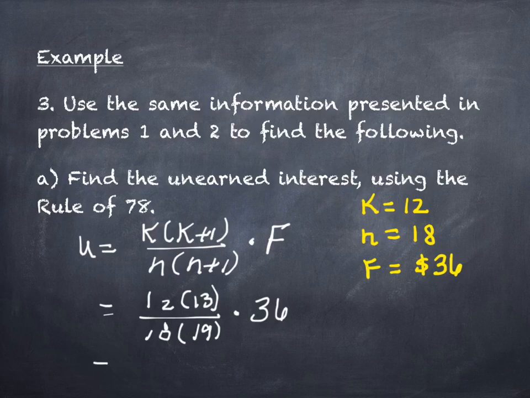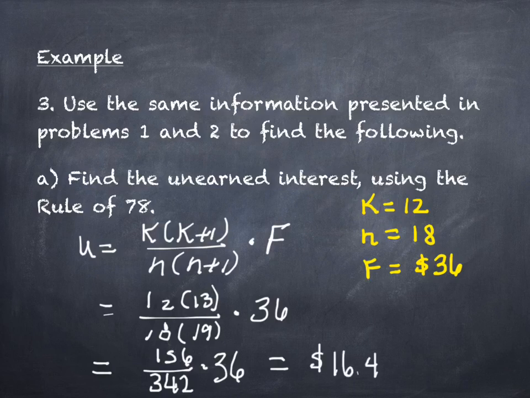What is 12 times 13? 156. What is 18 times 19? That was a 3. Didn't look like it at all. Let's try again. 342. And then multiplying by 36. So what is 156 divided by 342 times 36? 16.42.